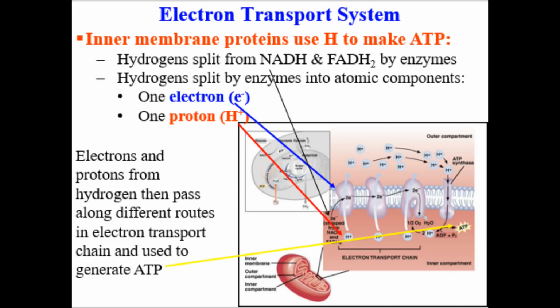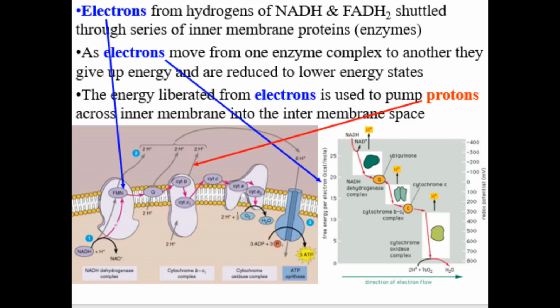So what happens in the electron transport system is the hydrogens are delivered, split into its atomic components, electrons and protons, and then the electrons are shuttled along from one enzyme to another in the membrane of the mitochondria. And then the protons, they follow a different pathway. And as a result of the combination of what these electrons are doing and what these protons are doing, then ATP can be generated. A lot of ATP. So that's what we're going to see.